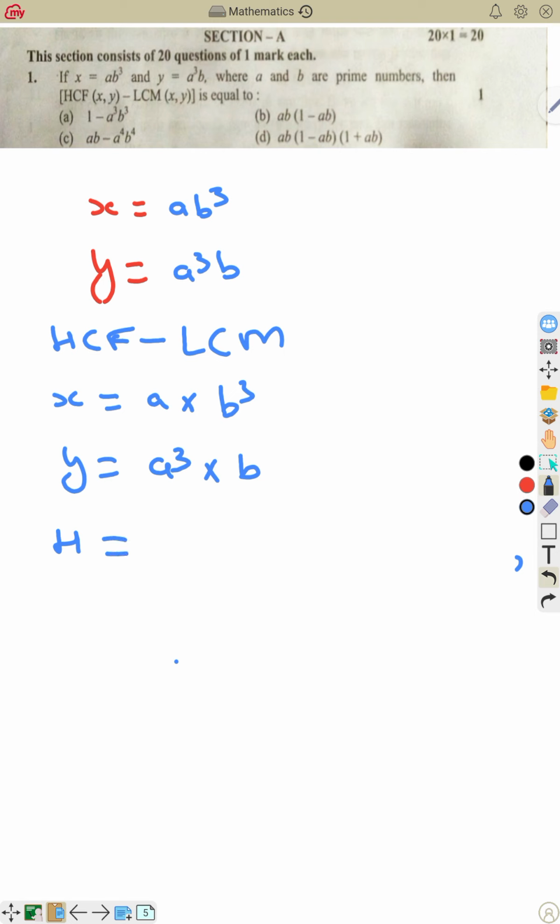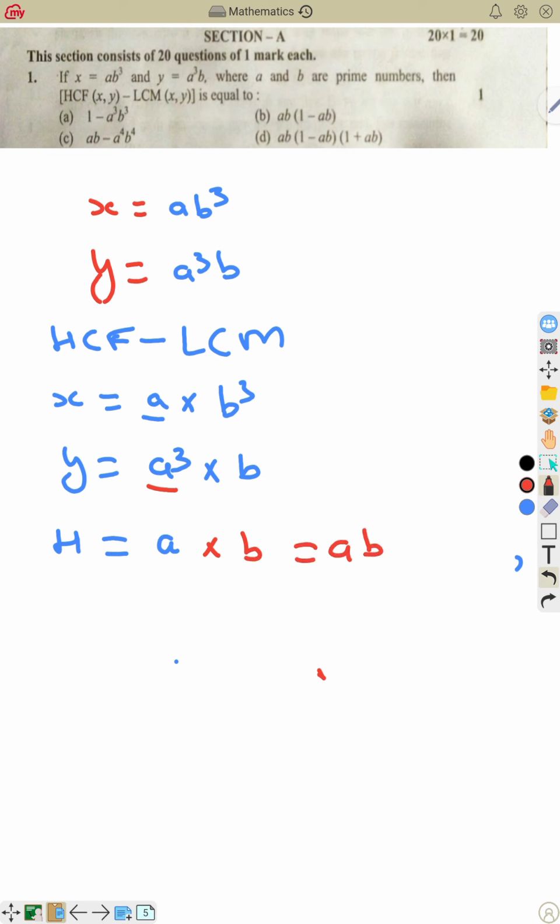HCF: see, what is the common thing here? We see that a is common and b is also common. So what to take for a and what to take for b? For HCF, we will take the lowest power of a. That is only a, because a is here and a cube is here. So the lowest power of a is a, not a cube. For b also, the lowest power of b is b, right? So ab is the HCF of this.